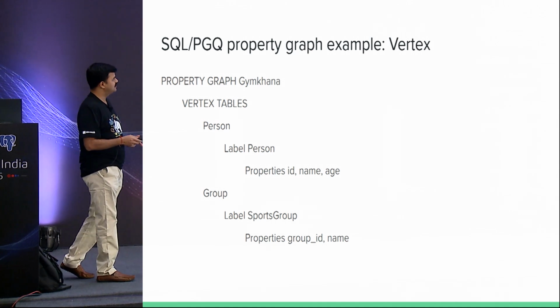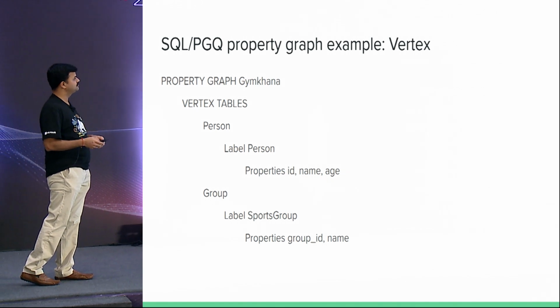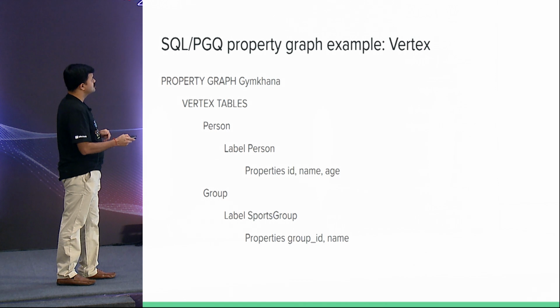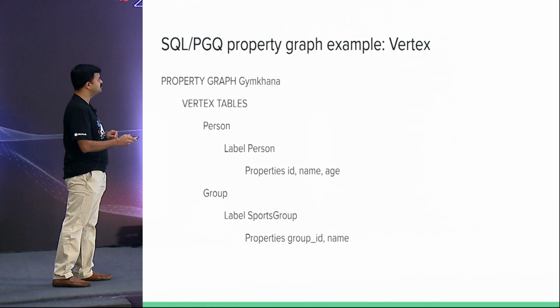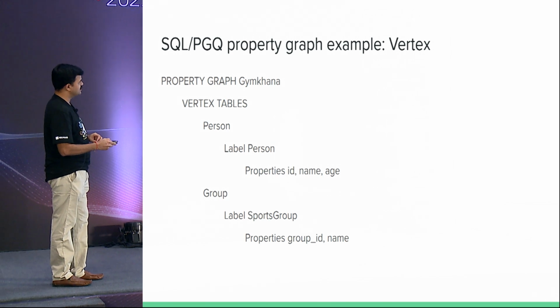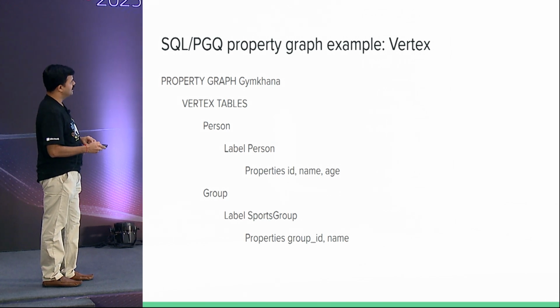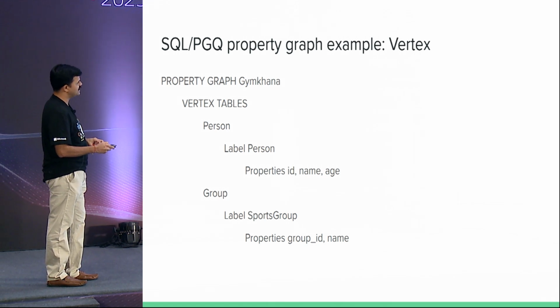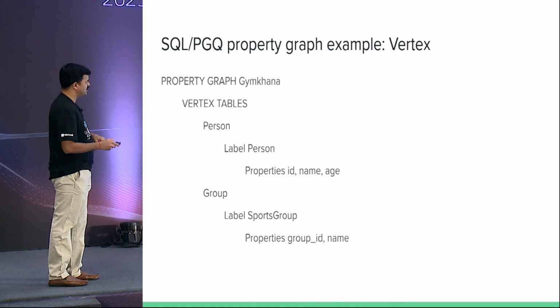And so let's see how it looks in SQL when we create a property graph, or how the property graph in SQL looks for this. So let's call this property graph Gymkhana, which is usually a term for club, at least where I live. It has two vertex tables, person and group that we saw. And the table person is also labeled, has the same label, person. And this label is exposing the properties ID, name, age, which are the columns in the person table.